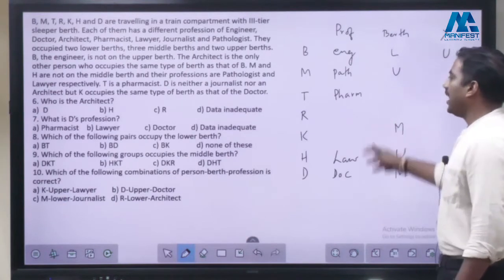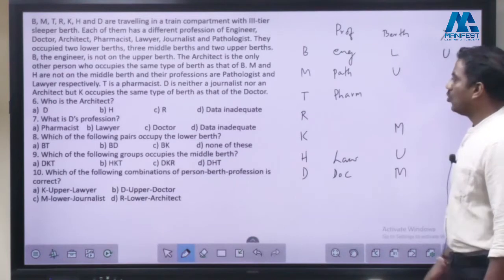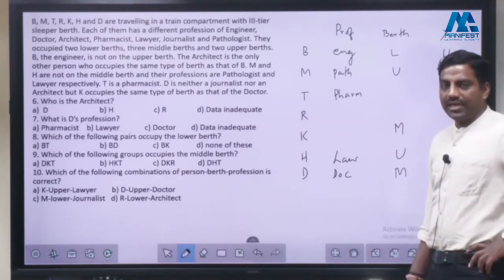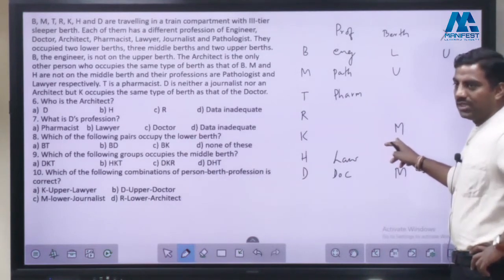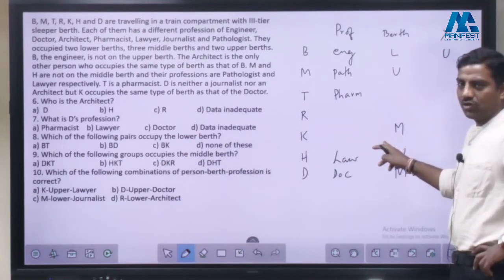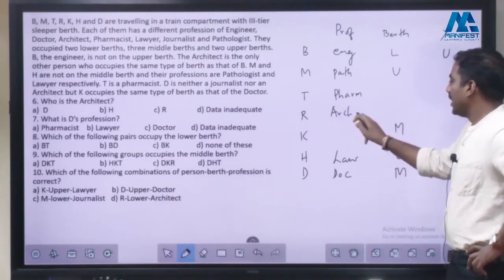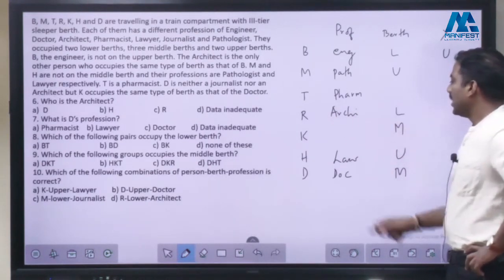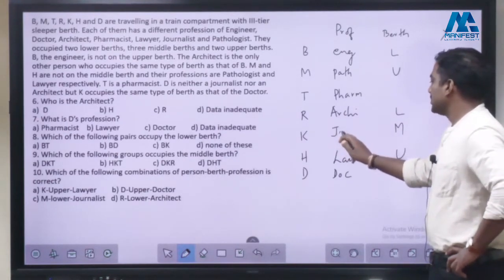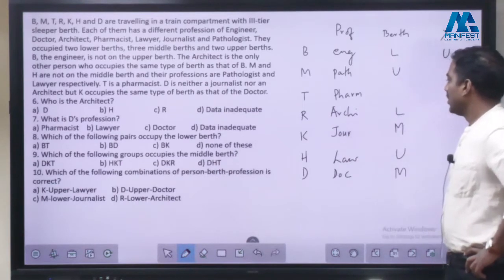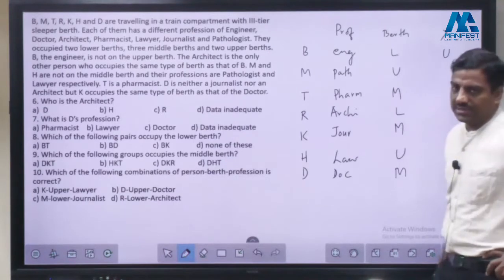Now R and K, their professions are left. R is the only person who occupies the lower berth along with B, right? Yes, because this person has taken the middle berth, this person cannot be an architect. So the architect will come here and occupy the lower berth. And one more profession is left, that is journalist. And one more berth is left, that is the middle berth. That will be taken by the pharmacist.